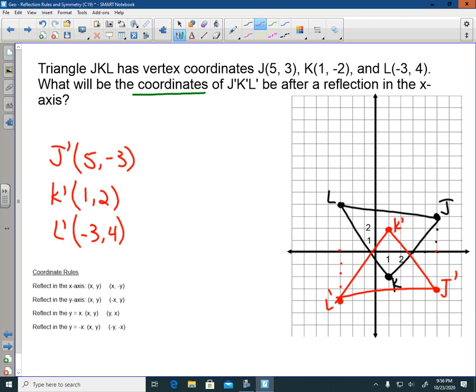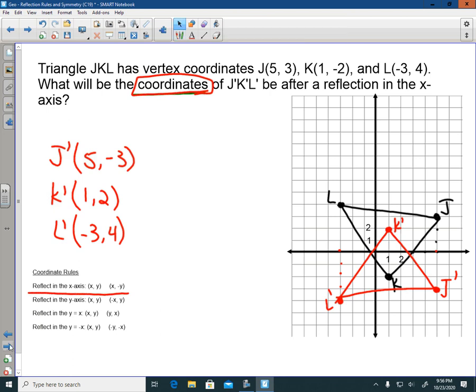So that's one way you could go. You could graph the triangle. You could count to the x-axis because it's horizontal. Counting is totally open to you. And then you can grab those coordinates and write them down because you were asked for the coordinates. That's a way you can go. But you want to know an easier way? Use the rule.